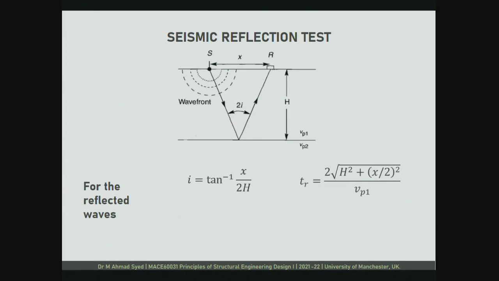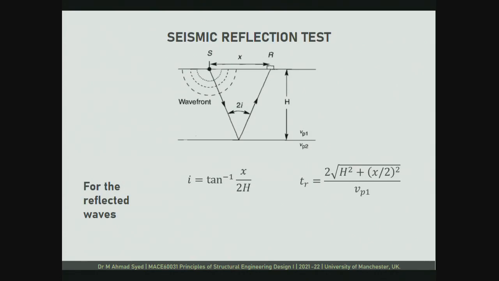Now for the reflected wave, you can do some slight mathematical jugglery here. This is 2I, so half of this is I. So you will have a right angle triangle. In that right angle triangle, x by 2 divided by h, where h is the thickness of the first soil layer, will be your tan I. Tangent of I will be x over 2h.